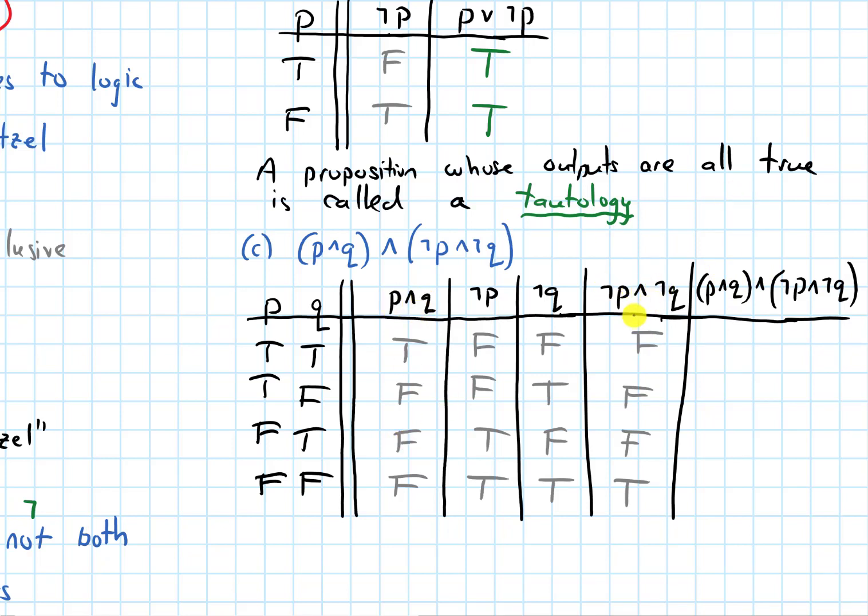So now in the last column, I need to combine the P and Q column with the not P and not Q column. So I'm going to combine them with an AND operator. I'm looking at this column, looking at this column. For this whole AND statement to be true, I need a true in both of these columns. But unfortunately, in all these rows, I don't see that. So this is just going to be false, false, false, false.